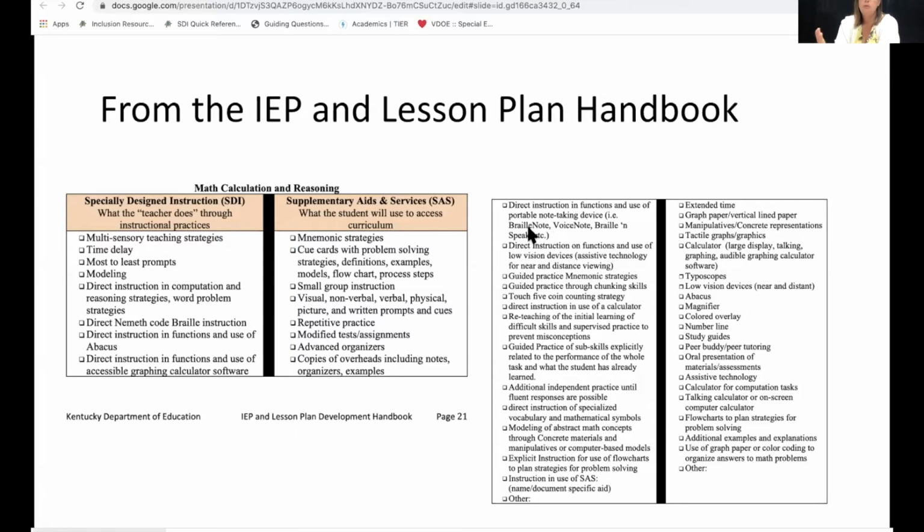And I'm just going to go through a few of these that I feel really, really strongly about. I'm not saying that this is right for your students, because every student is different, and that's why it's specially designed instruction. It is specific for that student's IEP. But guided math practice with mnemonics, especially songs. Kids remember things through songs.